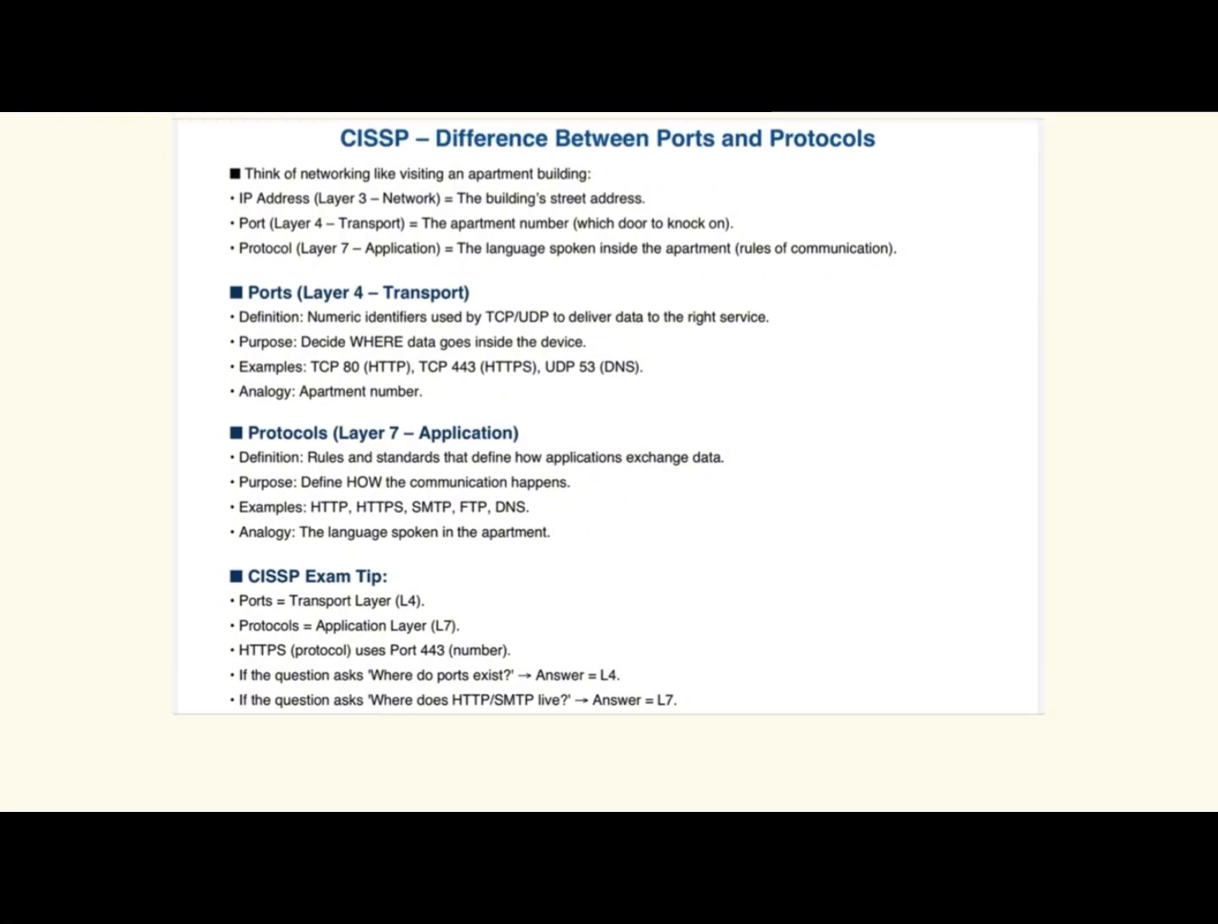Now the difference between ports and protocols. So very important. Think of networking like visiting an apartment building. So IP address, layer 3, network layer as we know, is the building street address. So imagine you're visiting an apartment. Layer 4 is the apartment number, which door to knock. And protocol, layer 7 application, is the language spoken inside the apartment, the rules of communication. So that is layer 7.